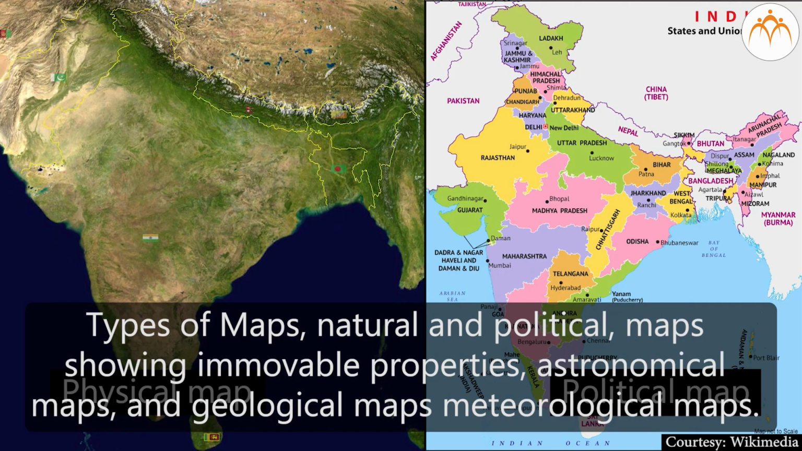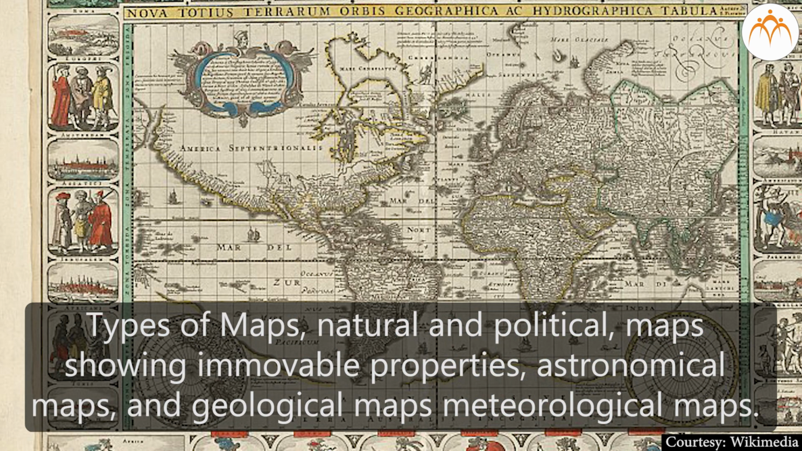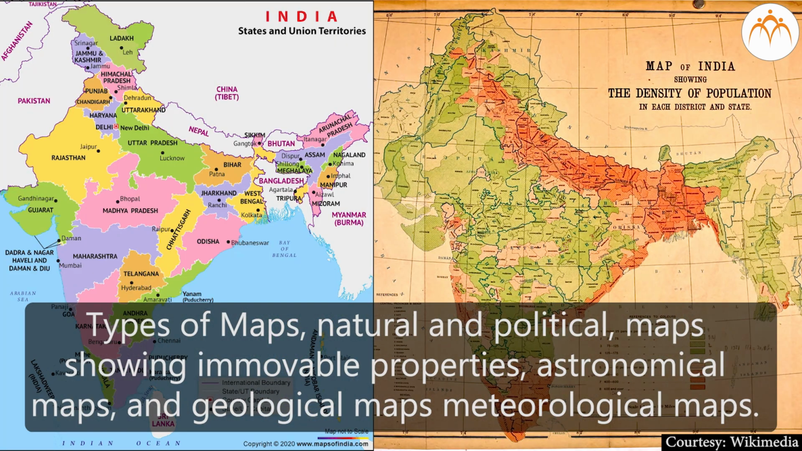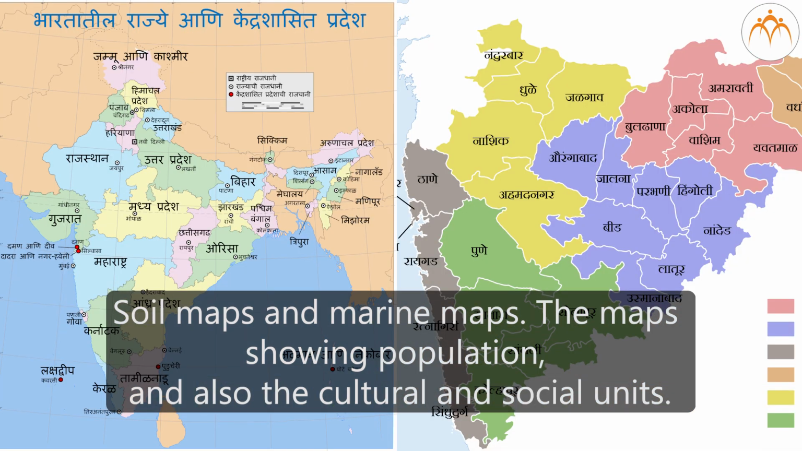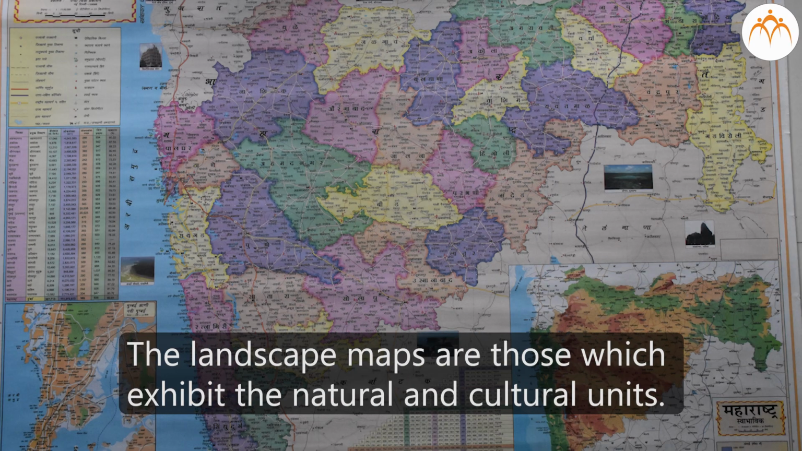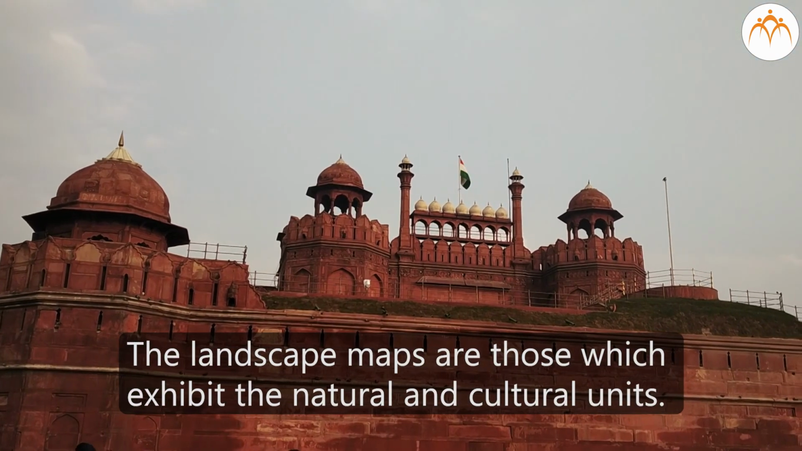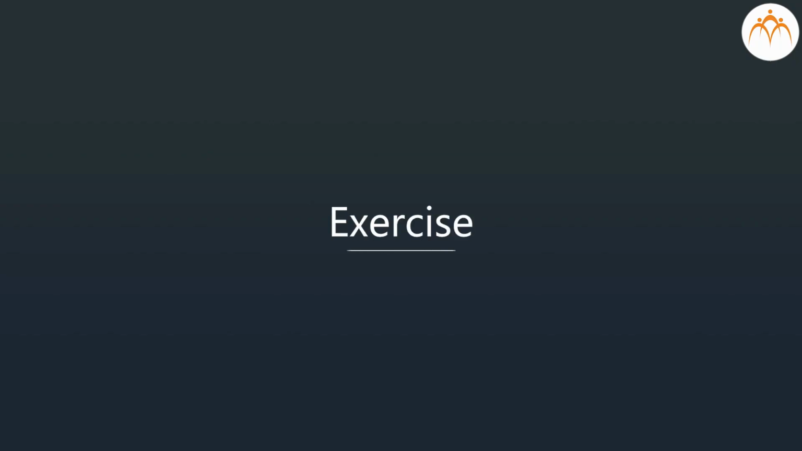Types of maps: natural and political, maps showing immovable properties, astronomical maps and geological maps, meteorological maps, soil maps and marine maps. The maps showing population and also the cultural and social units. The landscape maps are those which exhibit the natural and cultural units. Monometric, two-dimensional and three-dimensional figures.